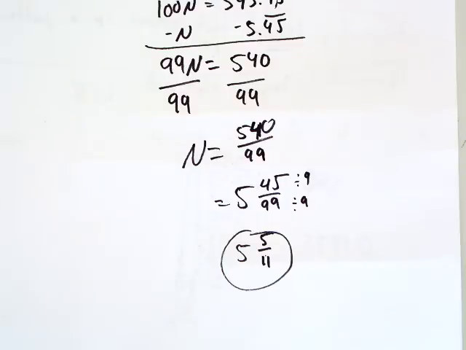And that is how you change repeating decimals to fractions. Now again, there is a shortcut, but you need to figure that one out on your own. If you have any questions, please let me know. Otherwise, this is the end.